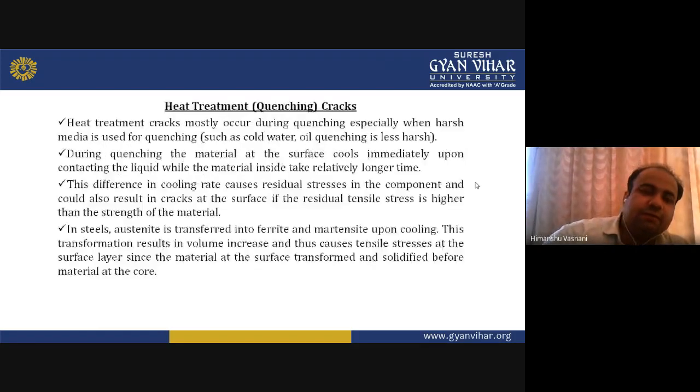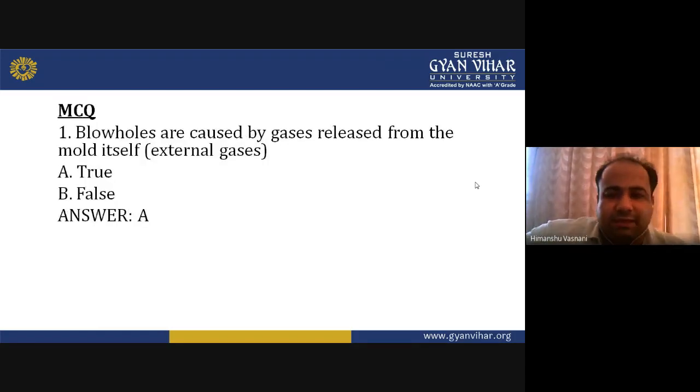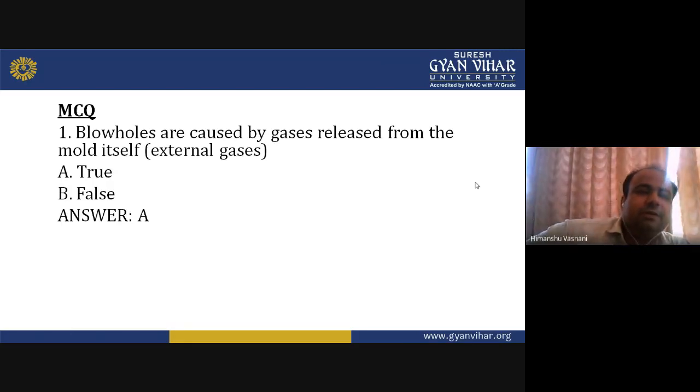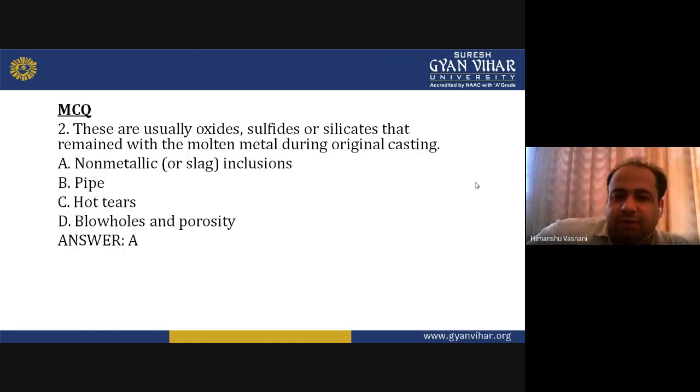The first MCQ: blowholes are caused by gases released from the mold itself. You all know that I explained this whole query, how this happens during the casting process. This is true. The second: these are usually oxide, sulfide, or silicate that remain with the molten metal during original casting. Here also you can understand, I told you about non-metallic inclusions, or pipe, or hot tears, or blowholes. So the answer is non-metallic or slag inclusions.